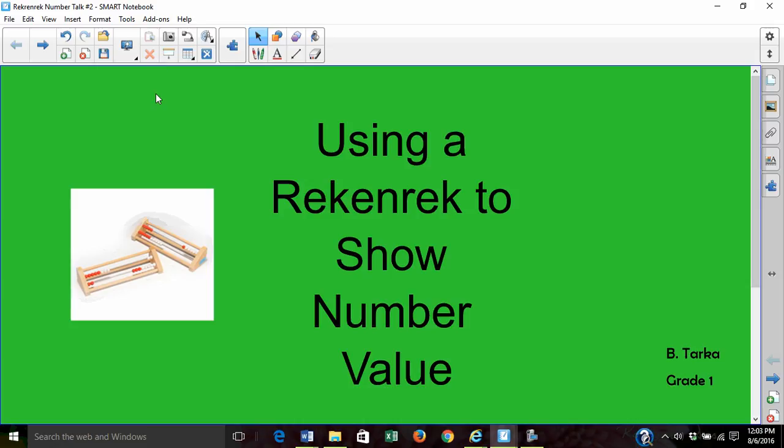Using a Rekenrek to show number value. Today we'll use Rekenreks to show the number's value or quantity.